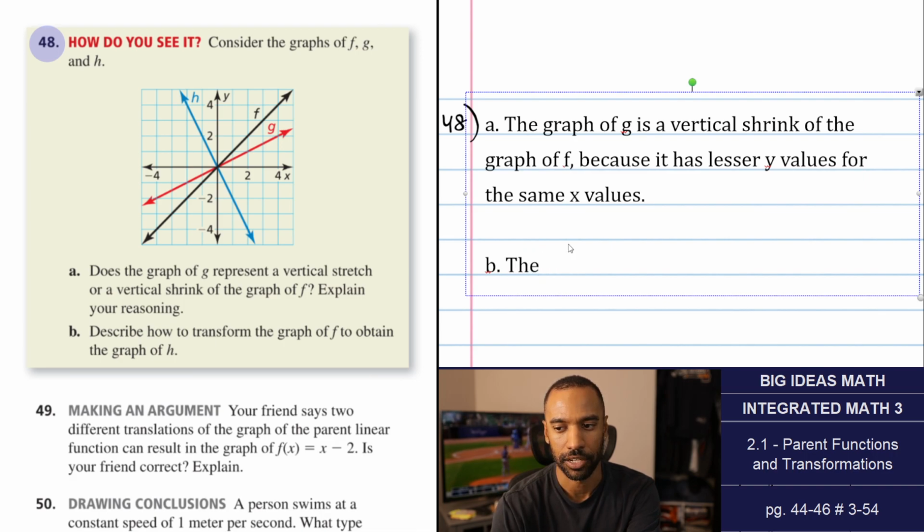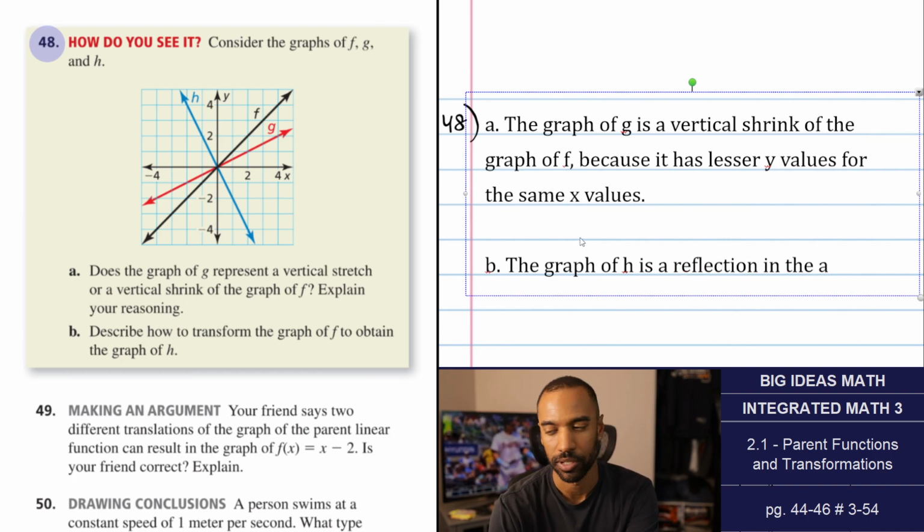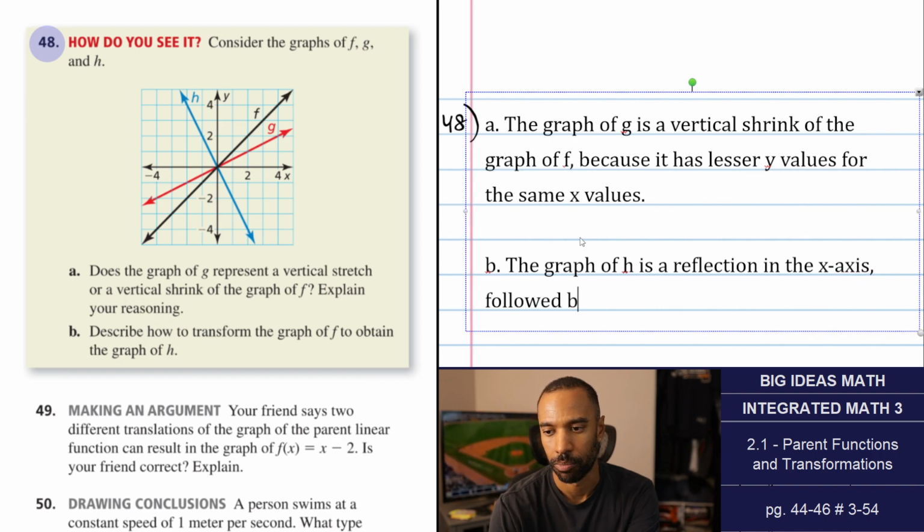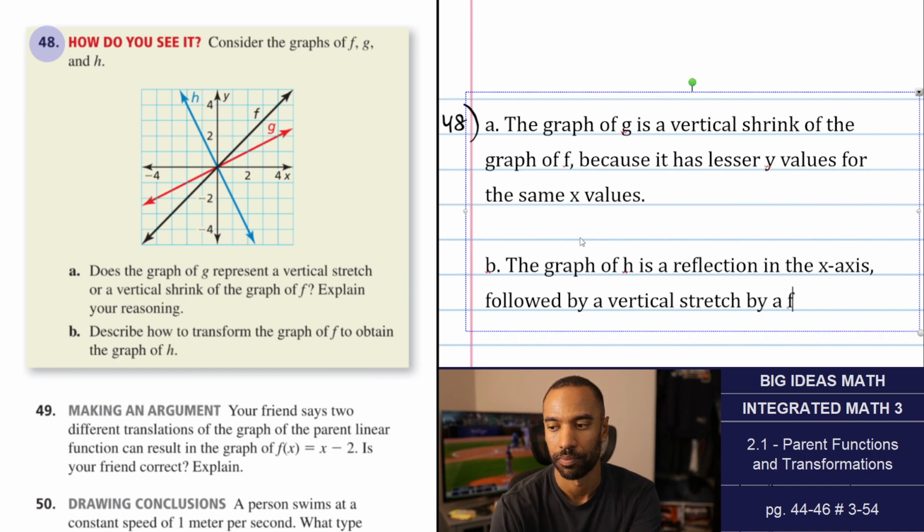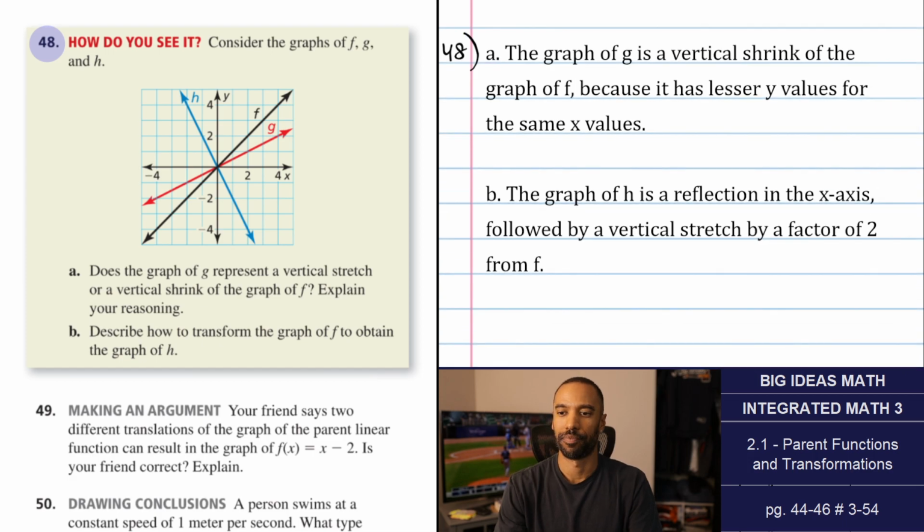H, the graph of H is a reflection in the x-axis. It's a slope of -2, but it's a reflection in the x-axis, followed by a vertical stretch by a factor of 2 from F. So compared to F, how do you make 1 turn into -2? You multiply by -2. The negative is the reflection, the 2 is the stretch.